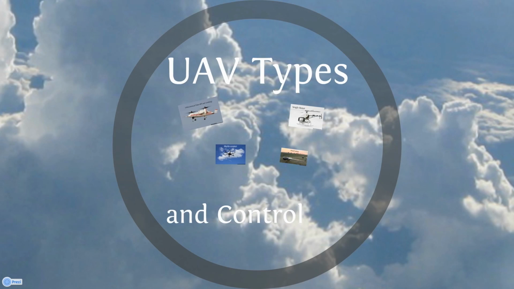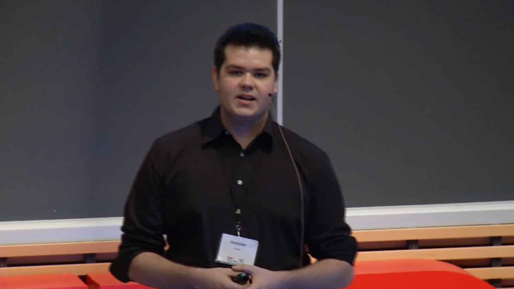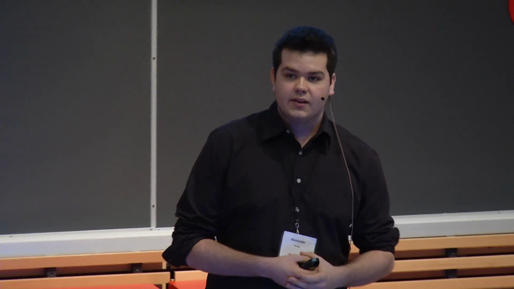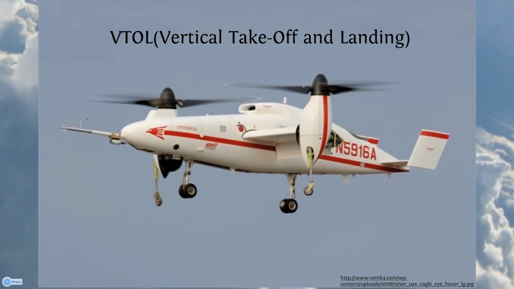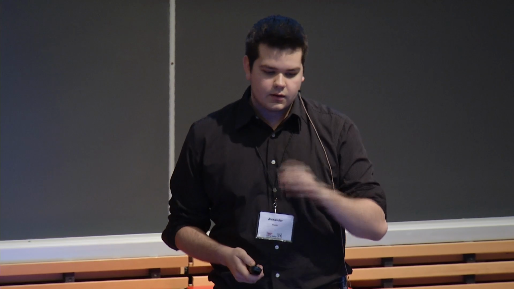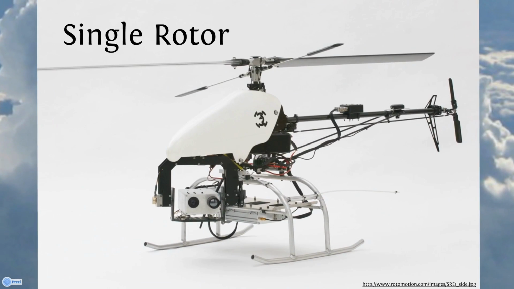There are many different types of UAVs, and they have many different types of control. You can control a UAV from a joystick thousands of miles away, or just throw it up in the air and it does everything by itself. There are 4 main types of UAVs. The first is VTOL, vertical takeoff and landing. As you can see, the rotors here can rotate 90 degrees. So it can take off from a single spot and then fly straight away by the rotors rotating to 0 degrees.